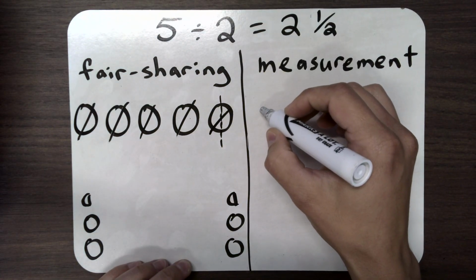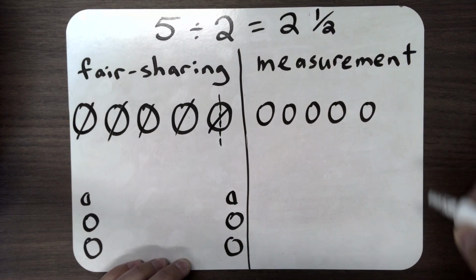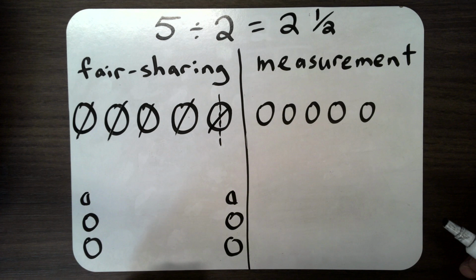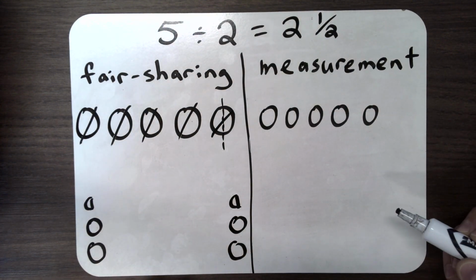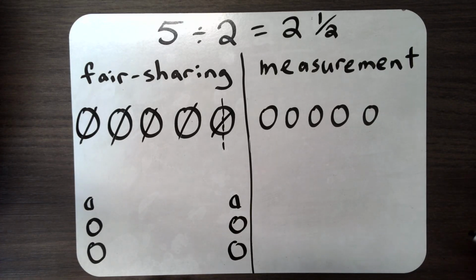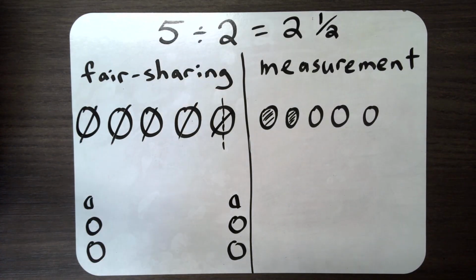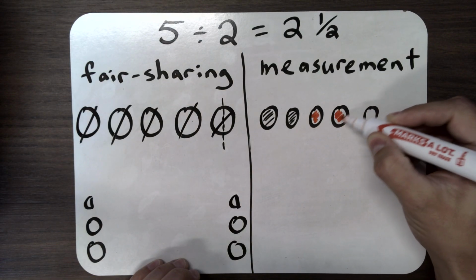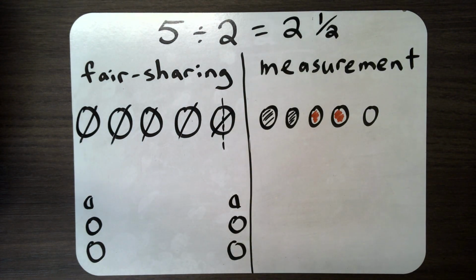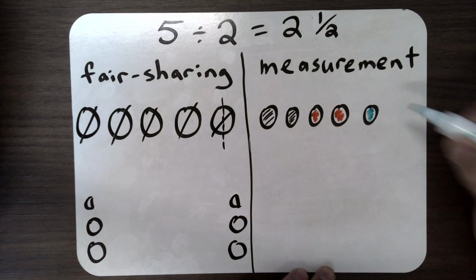For the representational model, I have 5, and again, I need to create groups with the size of 2. For this, we can either draw circles or boxes throughout, or use some different colors. I'll use different colors to shade these in. I made those 2 black, so that's one group that has a size of 2. This red is another group that has a size of 2. And then I have this leftover amount.